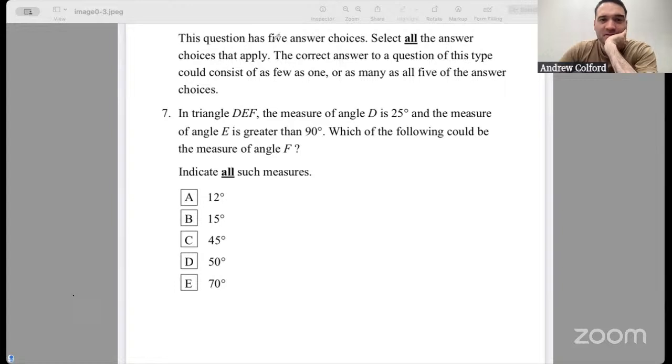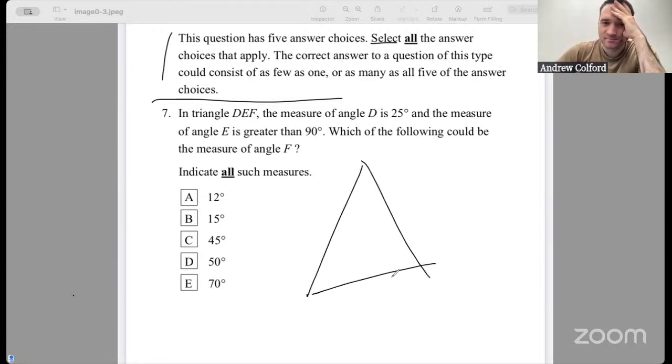So Vivian was sent this question. This question has 5 answer choices, and this is an official one, if I recall. Select all the answer choices that apply. In triangle DEF, I'm just gonna draw it, definitely not drawn to scale. Angle D is 25 degrees. The measure of angle E is greater than 90, so let's call that 90 plus. Which of the following could be the measure of angle F?